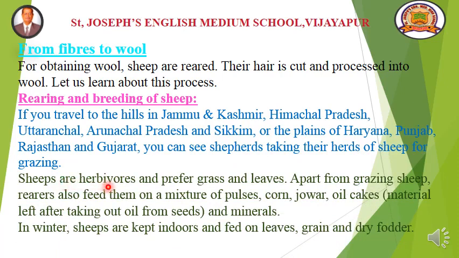Sheep are herbivores and prefer grass and leaves. Herbivores eat only grass and leaves. Apart from grazing sheep, rearers also feed them a mixture of pulses, corn, jowar, oil cakes. Oil cakes means the material left after taking out oil from seeds, and minerals. In winter, sheep are kept indoors and fed on leaves, grain and dry fodders.